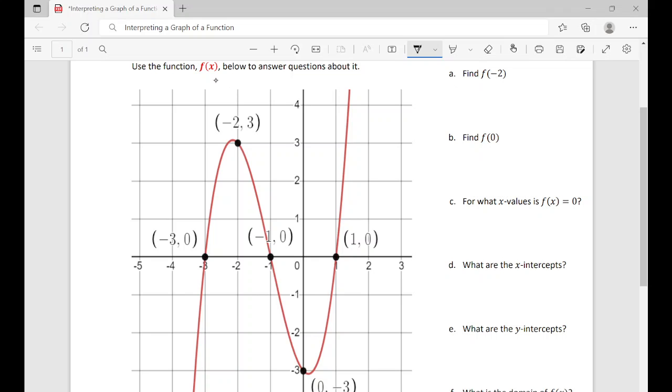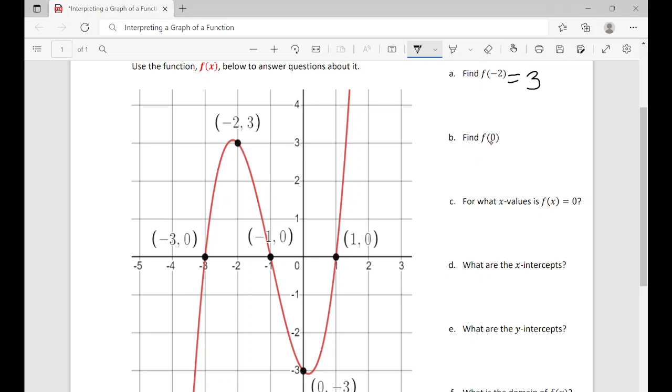So remember that f of x, the x value is inside the parentheses, and the x value inside this parentheses is a -2. So we're going to go to -2 on the x-axis and see what the y value is. So we go up to the y value, and we see that the y value is 3. So f of -2 is going to be equal to 3. And that's all you do for that one.